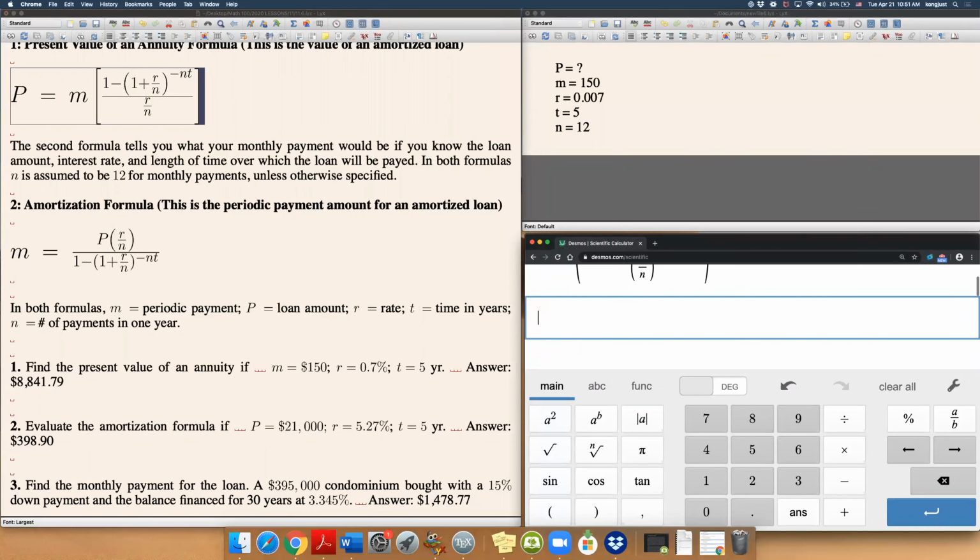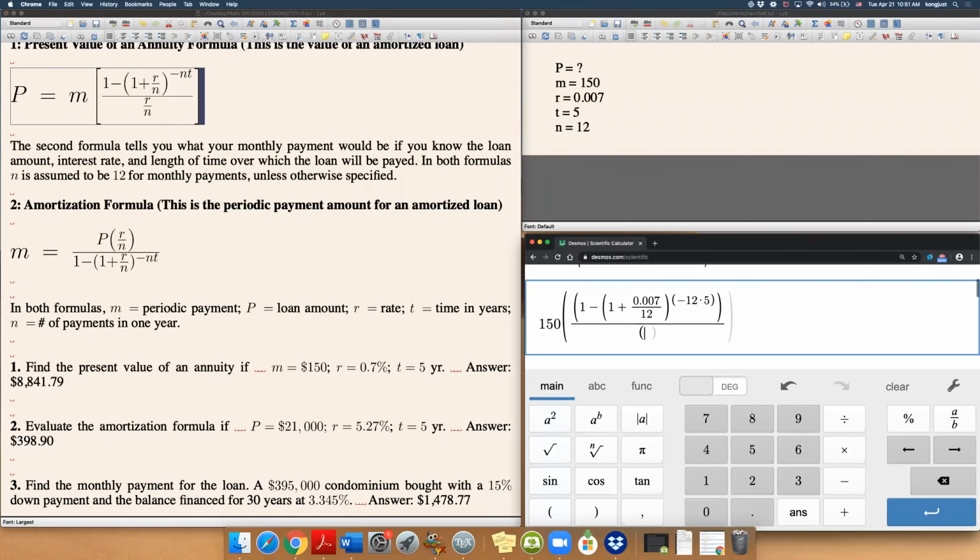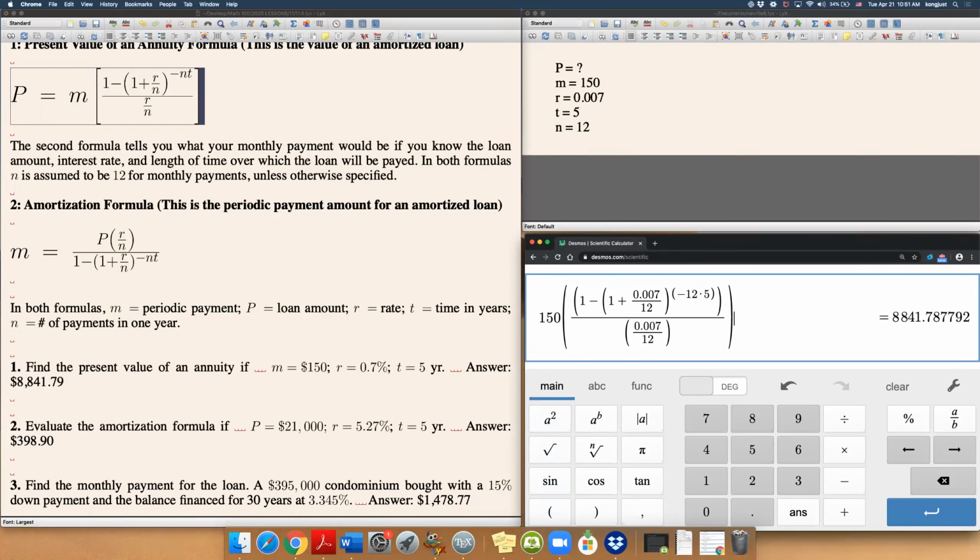All right, let's plug things in now. That's 150, parentheses, 1 minus 1 plus 0.007 divided by 12, to the parentheses negative 12 times 5. Close it. Close the numerator, divide by the denominator, 0.007 over 12. Okay, and you get 8,841. So here it is right here. And 79 cents to the nearest cent.